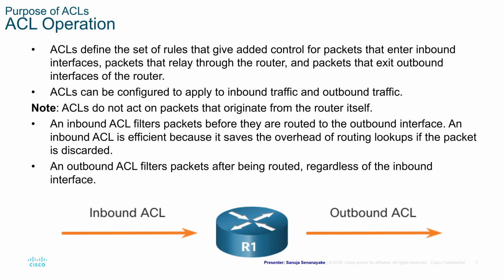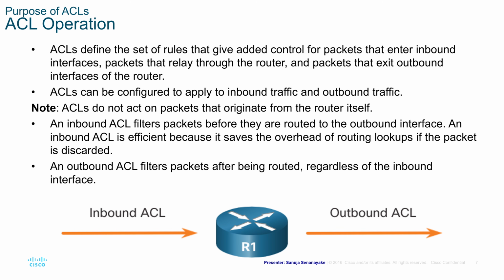Let's look at ACL operation. ACLs define the set of rules that give added control for packets that enter inbound interfaces, packets that relay through the router, and packets that exit outbound interfaces of the router. So ACLs can be configured to apply to inbound traffic or outbound traffic. Please note, ACLs do not act on packets that originate from the router itself. So the ACLs will only have an impact on incoming and outgoing traffic, but not the packets that originate on the router itself.